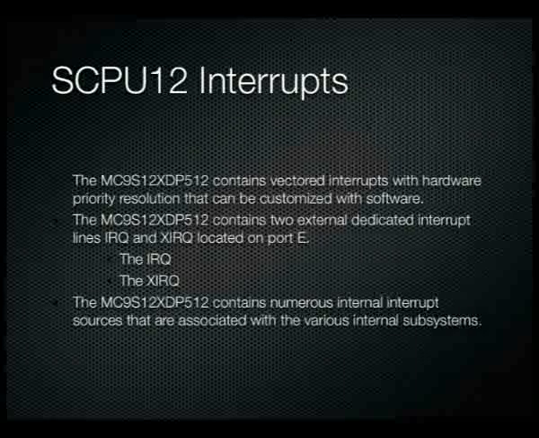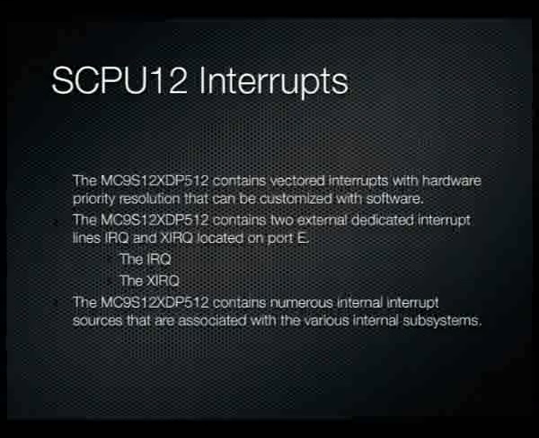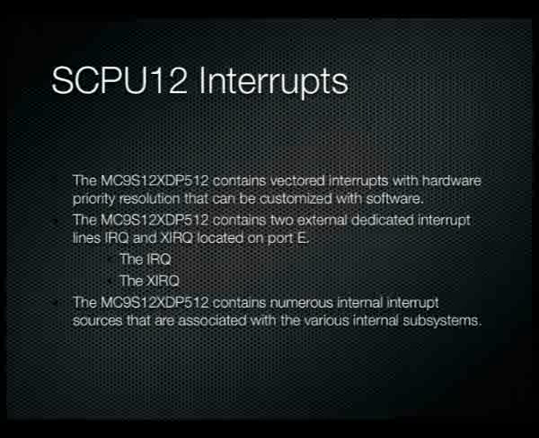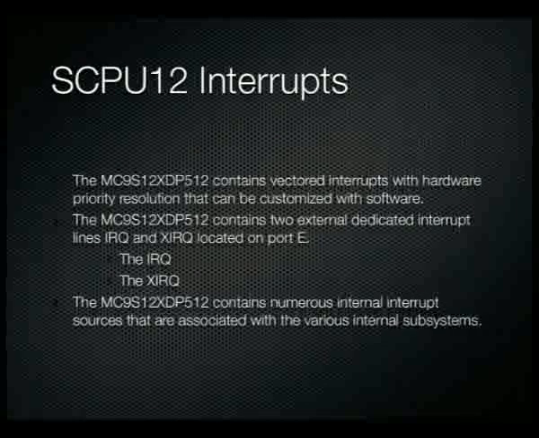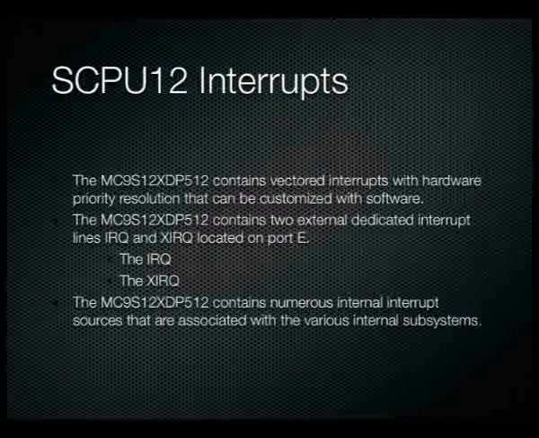Our processor also contains two external dedicated interrupt lines. These are the IRQ and the XIRQ. So we have an IRQ pin and an unmaskable IRQ pin as well. We have also numerous internal interrupt sources that are associated with our various internal subsystems. So all those internal subsystems we have, like our serial subsystems, analog subsystems, timer subsystems, and so forth, they all have associated interrupts. So they can actually generate asynchronous interrupts that we can then have code attached that we can service whenever those events take place.